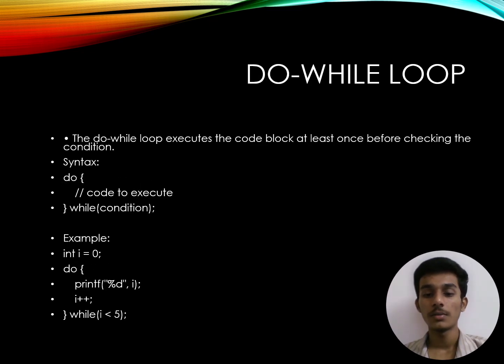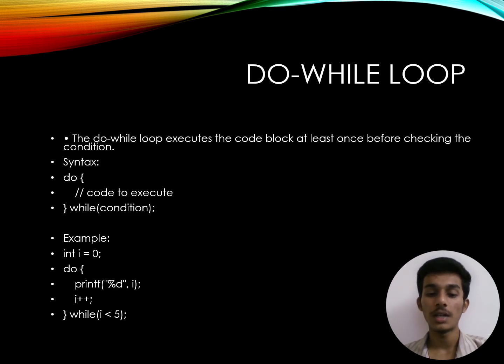Next, do while loop. The do while loop executes the code block at least once before checking the condition. It means it executes the code before checking the condition at least once. Syntax for do while loop: do, curly braces open. Here we'll write the code to execute, curly braces close, while (condition). After closing the curly braces, we'll write the condition at last.